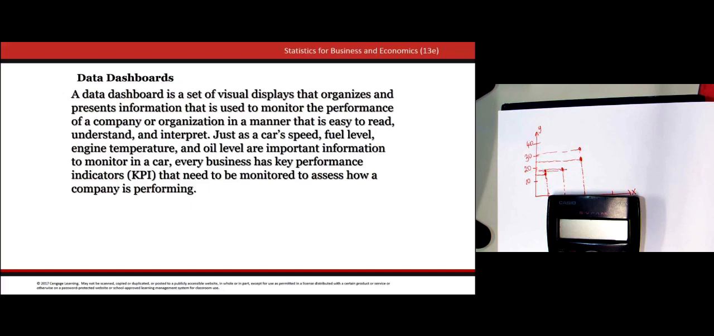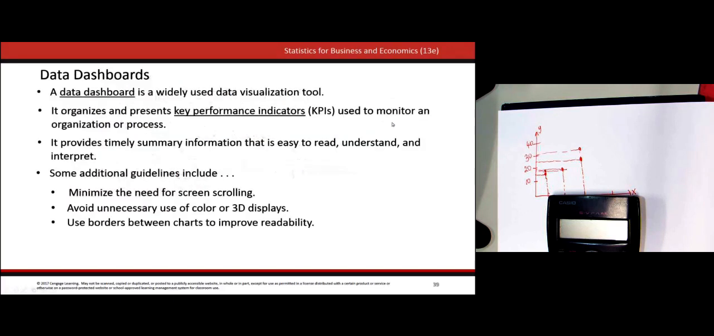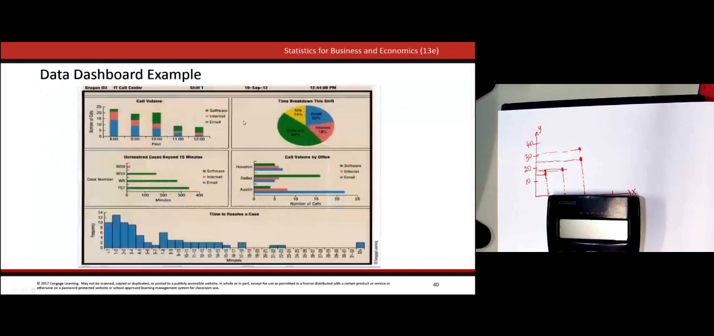And every business has key performance indicators that need to be monitored to assess how a company is performing. And also, it organizes and presents the key performance indicators used to monitor an organization or process. There are some guidelines to create effective dashboards, like minimize the need for screen scrolling, avoid unnecessary use of 3D displays and color, use borders between charts to improve readability. This is one example.